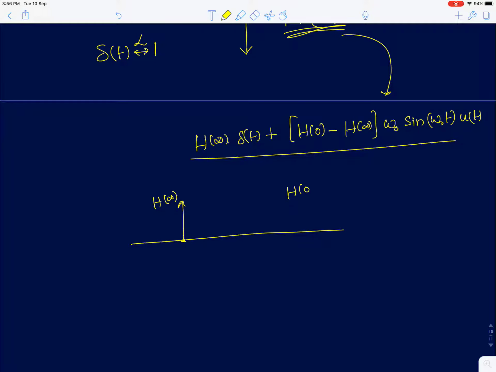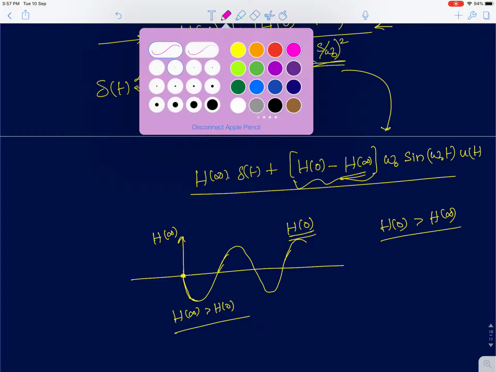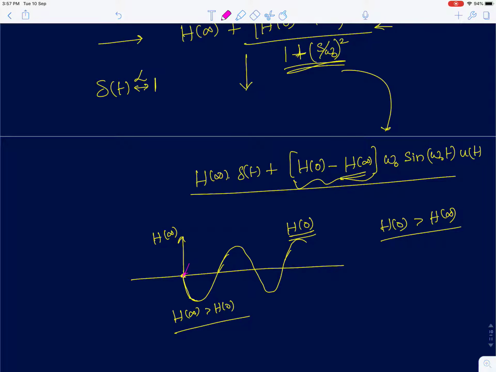And then depending on h of 0 greater than h infinity, or h of 0 less than h infinity, you would have a sinusoid either going this way. It depends upon the magnitude of the value of h of 0 and h of infinity. So here in this case I've assumed h infinity is greater than h of 0. Otherwise it would be a sinusoid if h of 0 is greater than h infinity. In that case it would be a response going in the other direction. It will be a sine wave starting here and going like this.